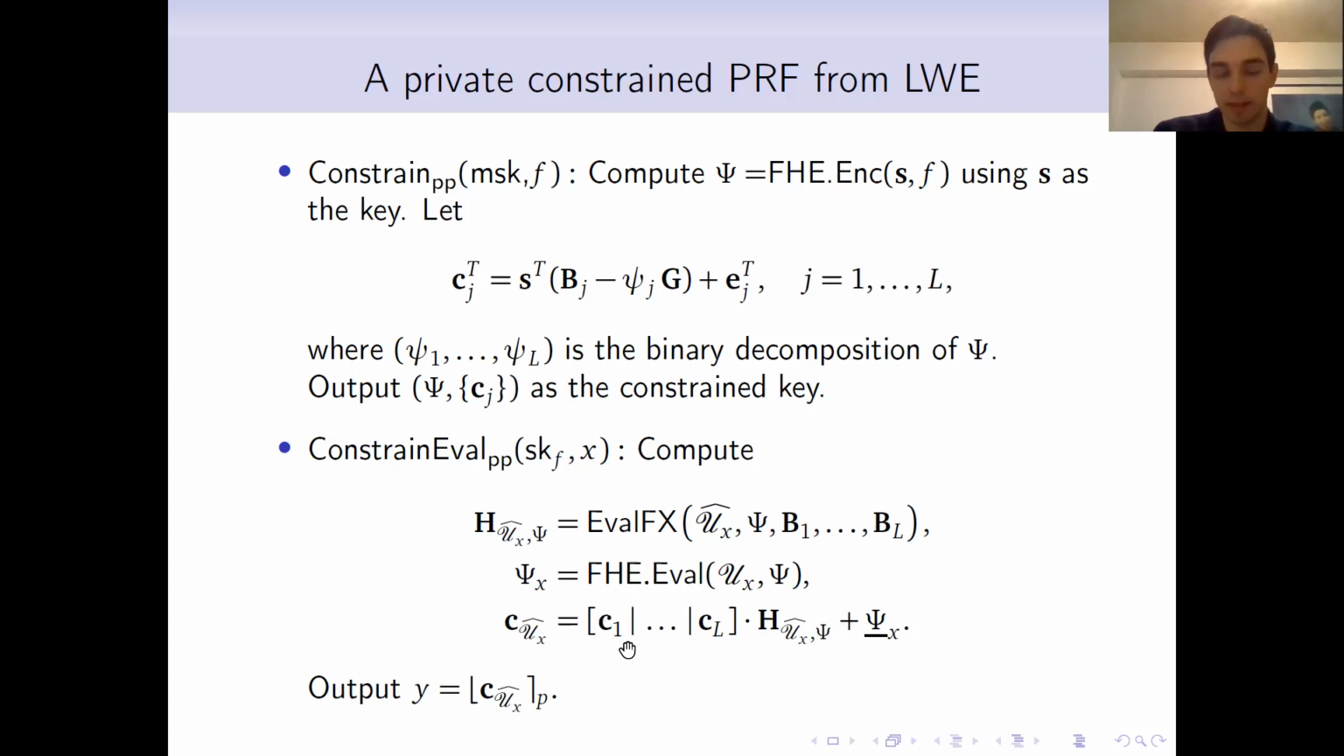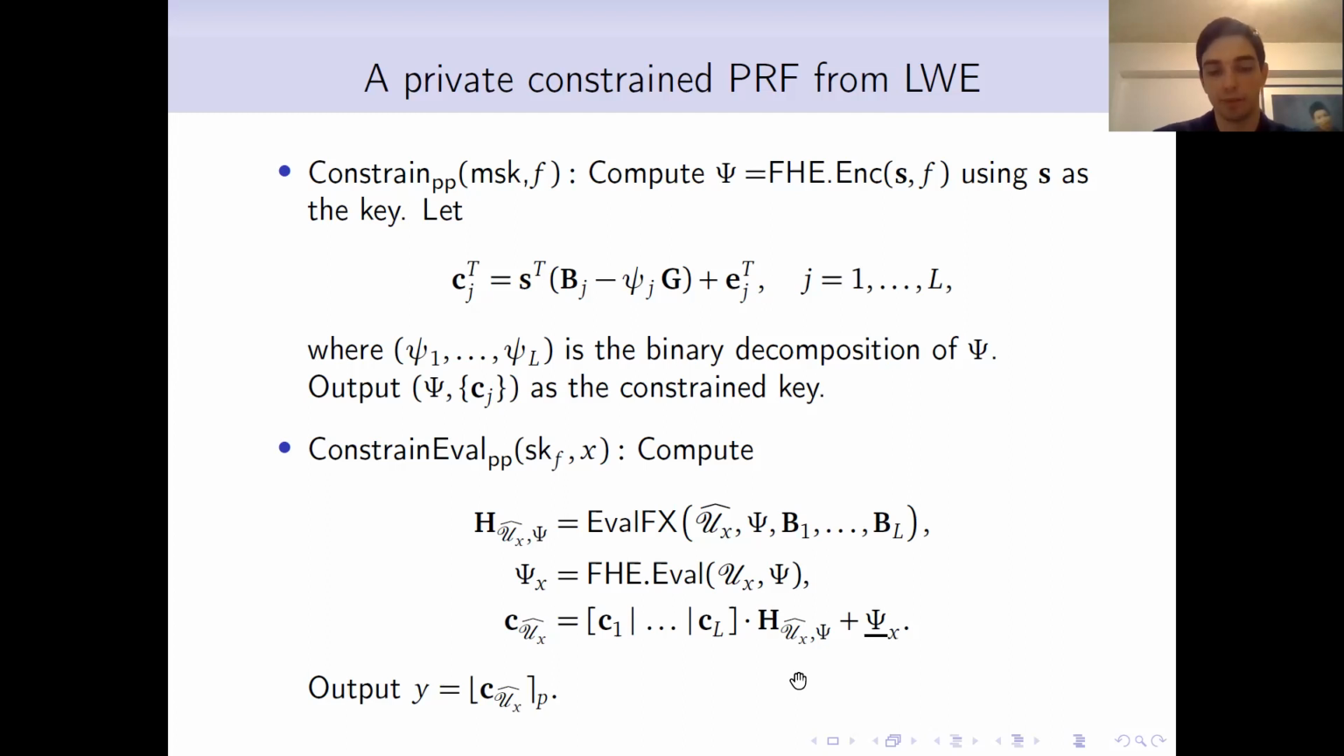We multiply it by these vectors C1 to CL, and we sum the last row of psi x. Finally, we output the result after applying the rounding operation. So by a similar analysis to what we did earlier, and by the properties of the fully homomorphic encryption scheme, this scheme is also correct.